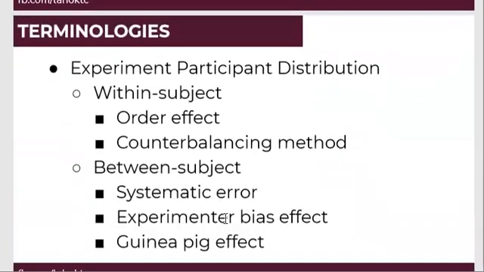We also have different experimental distribution. When we say experimental distribution, we have within subject and between subject. When we say within subject, it refers to repeated measures. Again, it is basically repeated measures for related samples. When we say related samples, subjects are tested under all treatments or conditions. We choose within subject designs, first, to minimize the impact of individual differences.